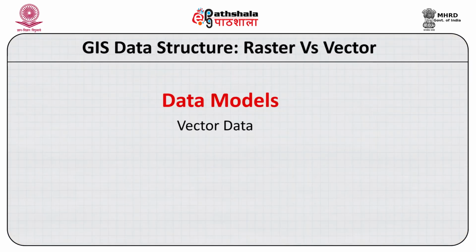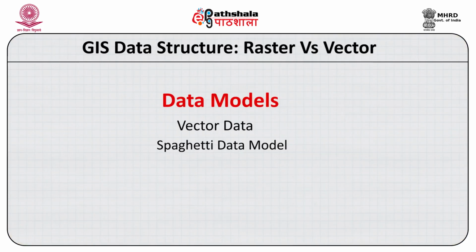If we see the different data structures of vector data, broadly speaking there are two types of vector data models. One is the spaghetti model. I will be showing in the table and diagrams that will give you a better understanding of the spaghetti model in the figure, and the second is the topological data model.